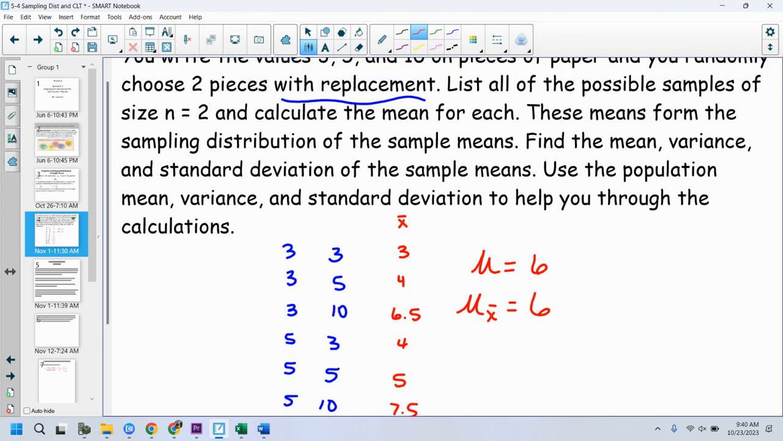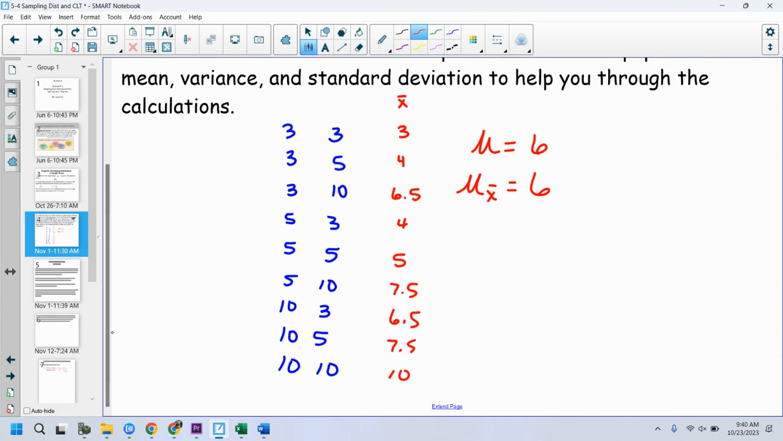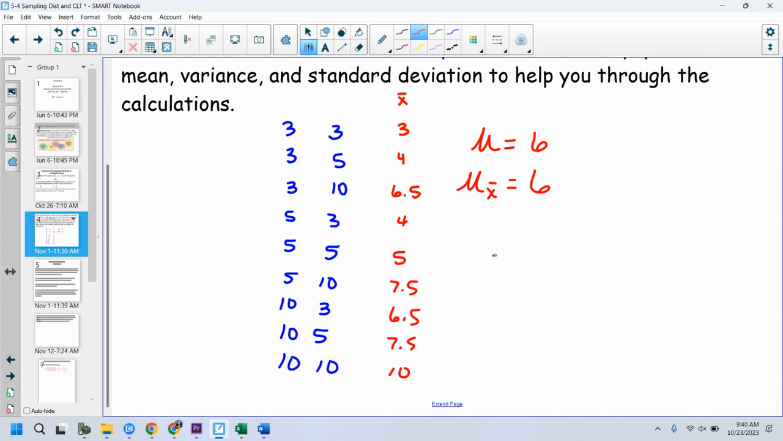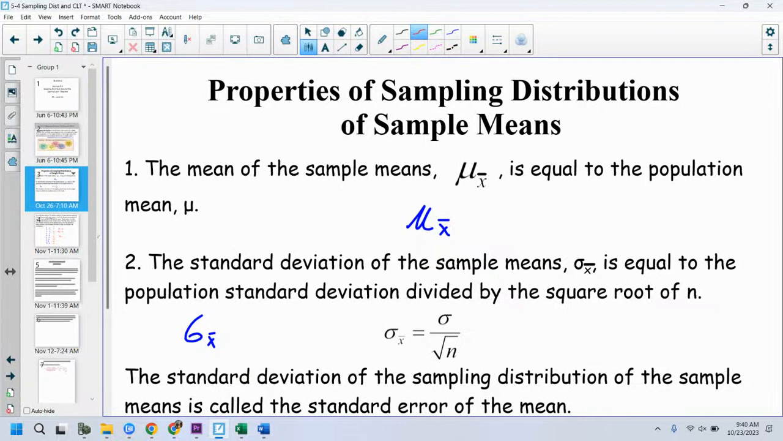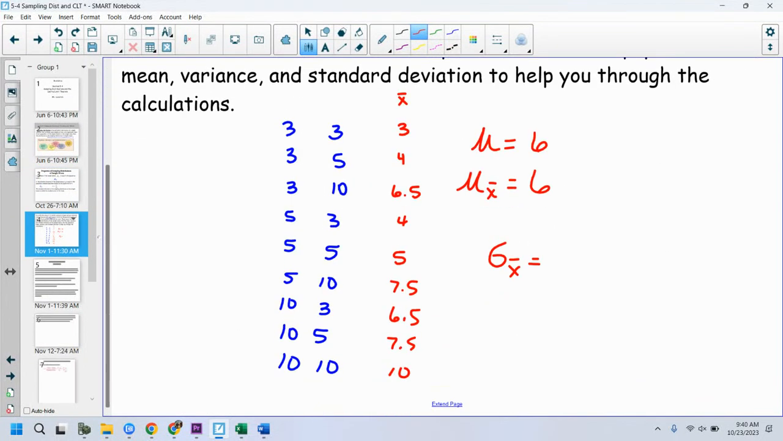Now, it said find the mean, variance, and standard deviation for the sample means. Use the population. Okay, so let's find sigma x bar. Well, sigma x bar is sigma divided by the square root of n. Well, the n in this case is 9, so square root of 9.